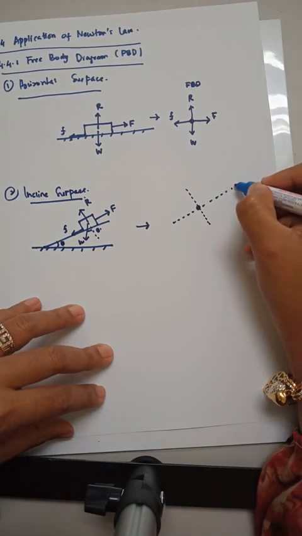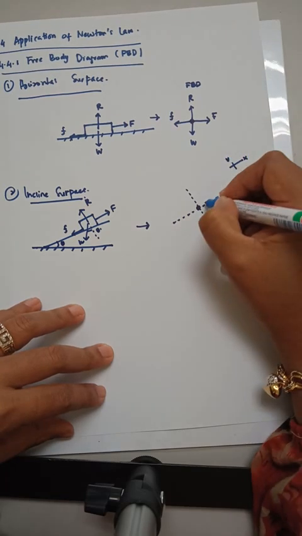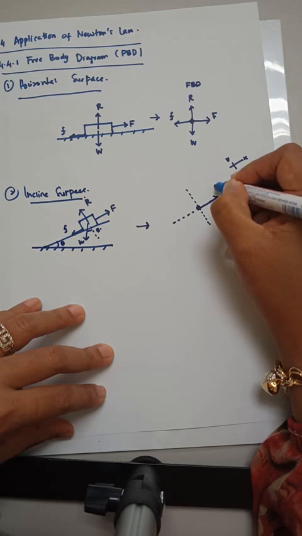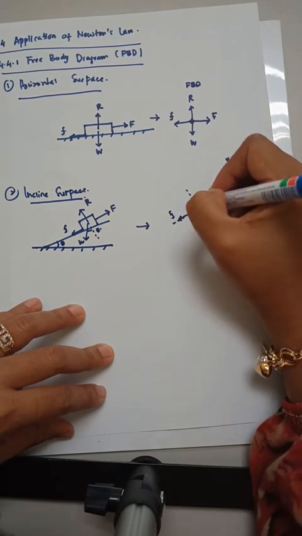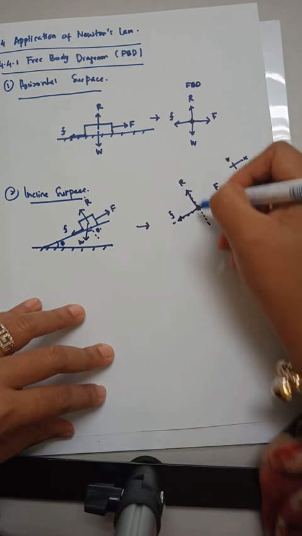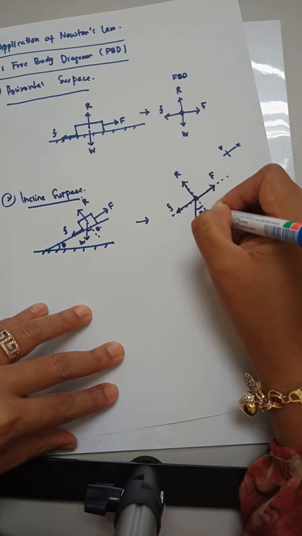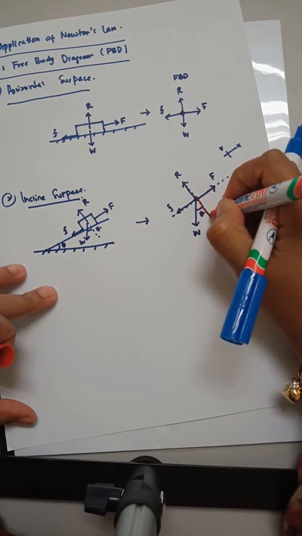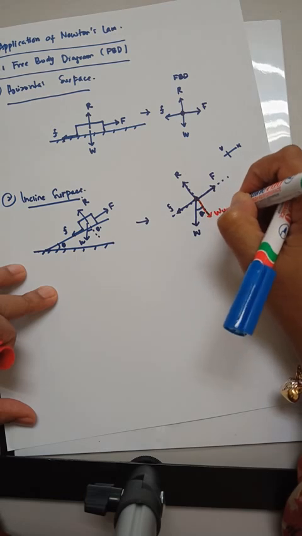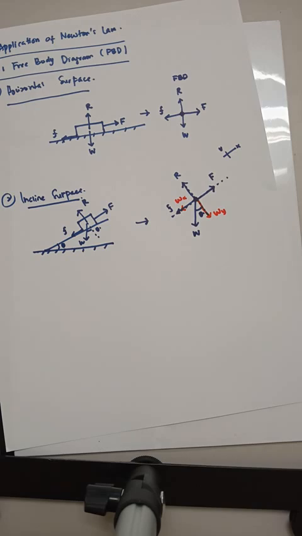The x and y axes look like this. So it has force F, frictional force, and reaction force. Here is the weight, and the angle theta. The weight will have components. So this is the component of Y, and this is the component of X for the weight. So that is for the inclined surface.